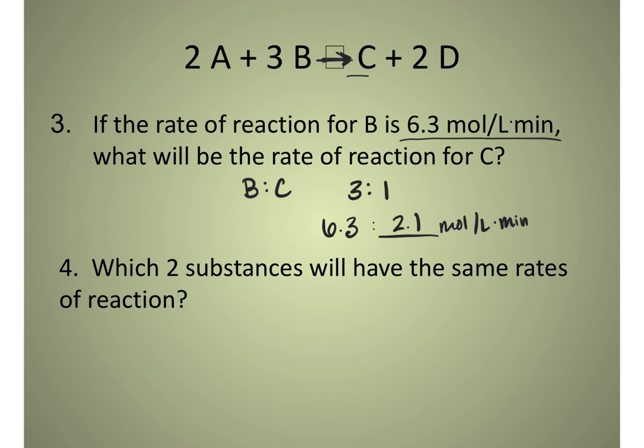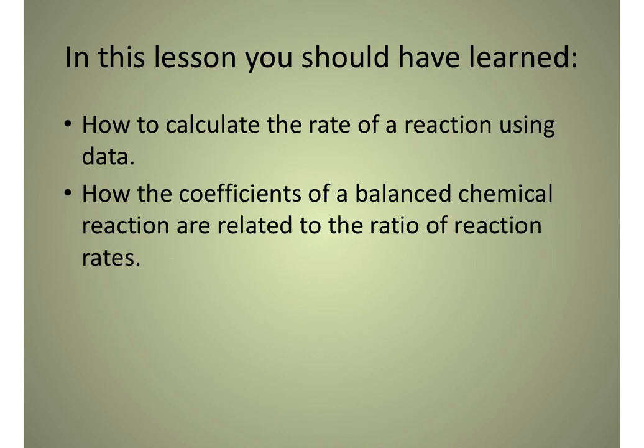And if we look at number 4, which two substances will have the same rates? Which of the two have the exact same coefficients? It's A and D. Okay, so hopefully by now you understand how to calculate rate as a result of looking at that data, but you can also look at those coefficients and figure out what a rate should be based on how they balance each other out.